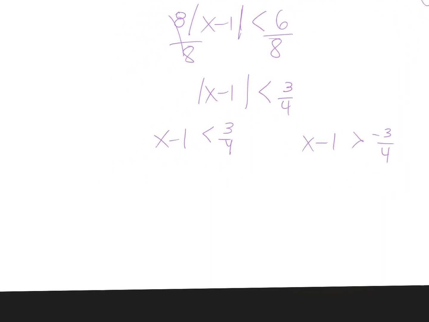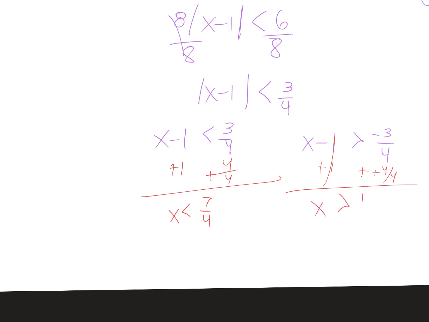So guys, we got to get a common denominator again. But look, if I add 1, if I change 1 into fourths, what does that become? 4 over 4. Good. So x is less than 7/4. So I'm going to add 1 again. What was 1 in fourths? 4 over 4. So this becomes x is greater than 1/4. So on a number line, I have 0, 1/4, 7/4.